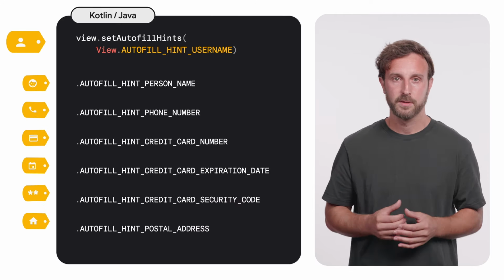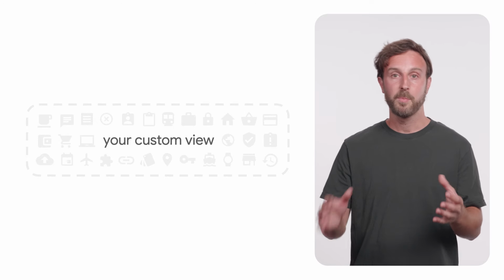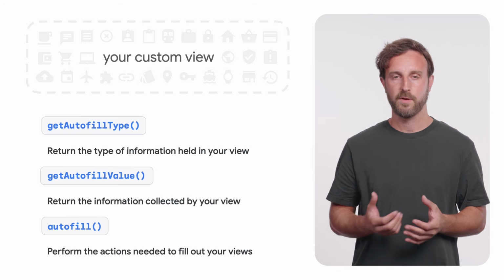However, sometimes your views don't match fields in your form one-to-one. For example, you may use a custom view to collect the expiration date of a card using multiple edit text fields, or a picker dialog that is not part of your form. In situations like this, you can let Autofill know how to handle the information in the view and continue to offer speedy and accurate checkout flows.